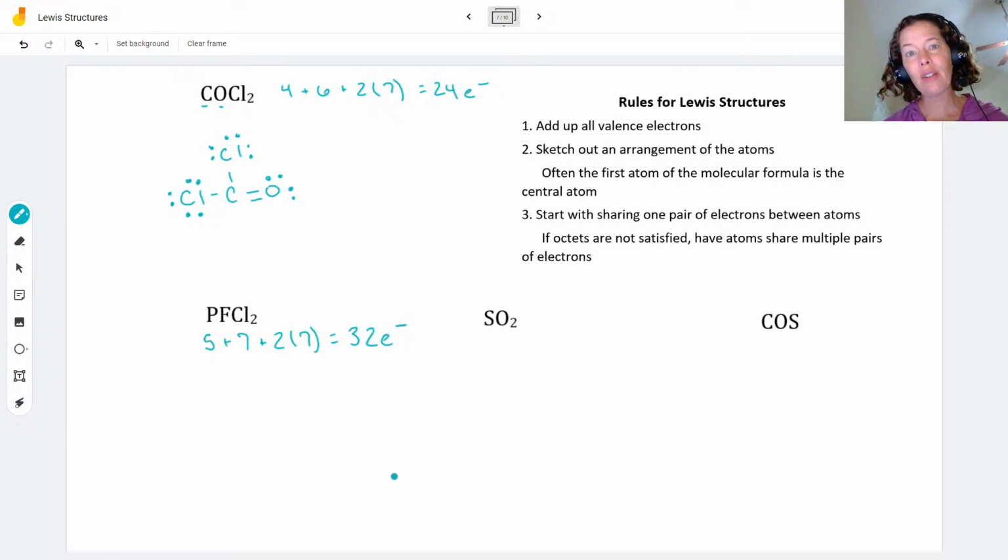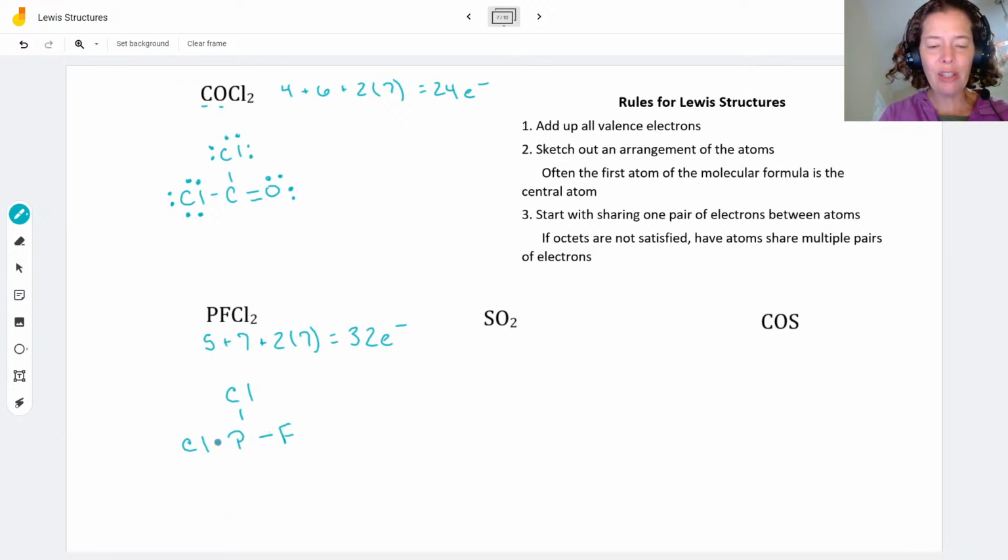Okay, identify our central atom. Both phosphorus and fluorine are alone, but phosphorus is written first, so I'm going to put phosphorus as my central atom, with 1 fluorine and 2 chlorines around it. This is my first best guess at the Lewis structure. Let's start with single bonds and see if we can satisfy octets. Single bonds between each of these, so I've used 6 electrons. I'm going to keep adding until I've used all of them.